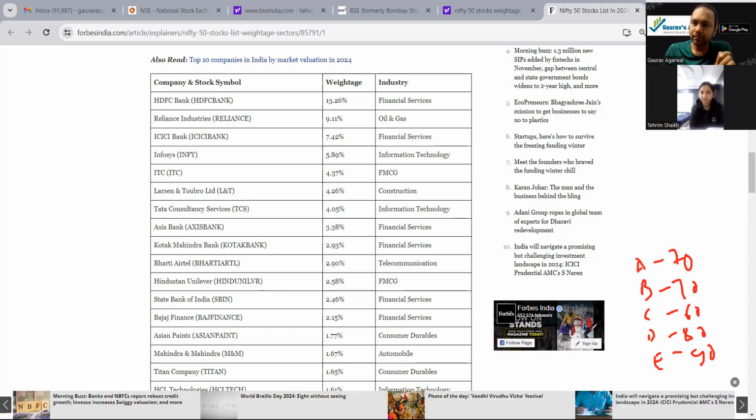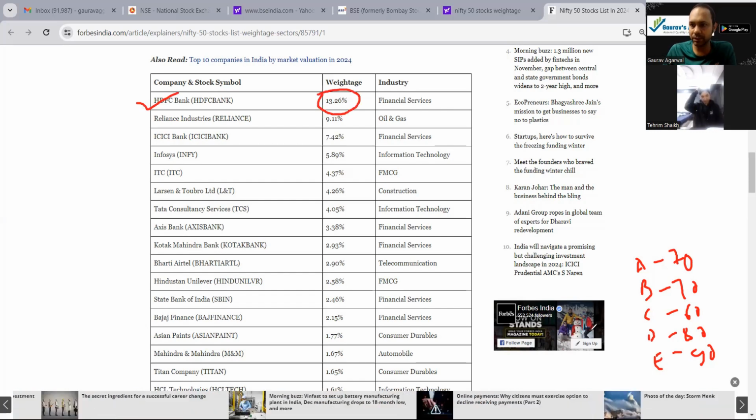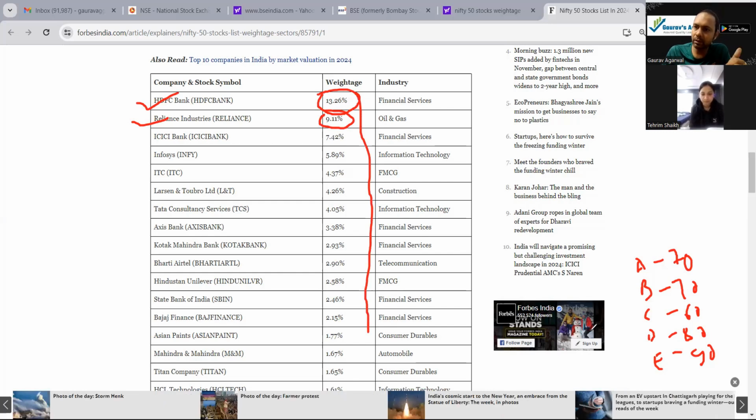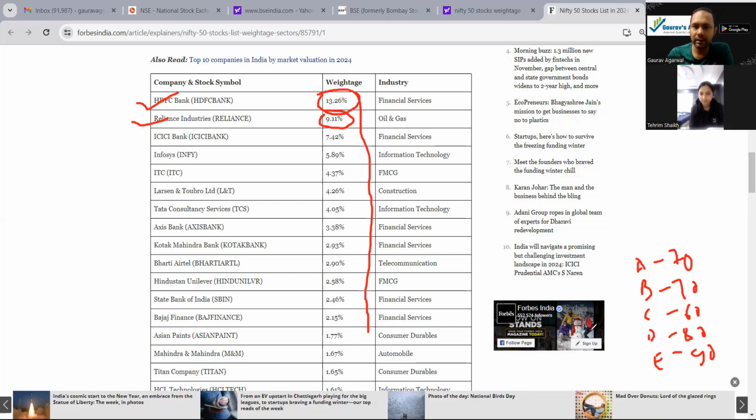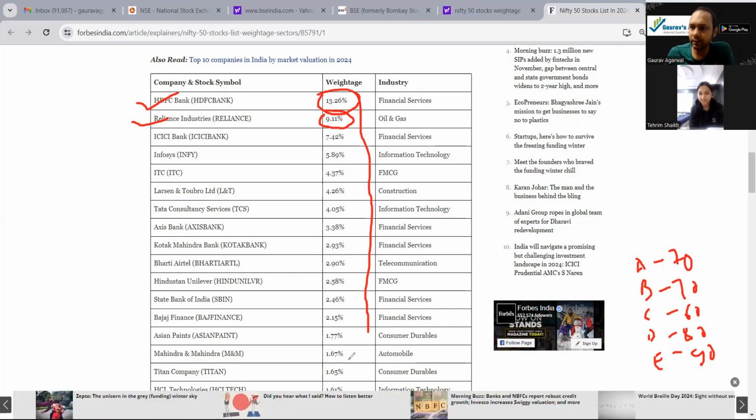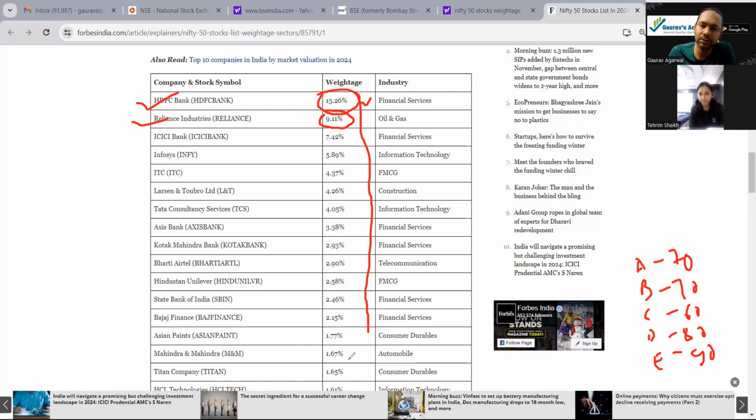There are 50 stocks. Based on their percentage, they are divided, right? Like the first is HDFC Bank, which has a weightage of 13.26 percent. Reliance has a weightage of 9.11 percent. So these weightages are fixed, right? All these 50 stocks will constitute 100%. If you add all these weightages, it will come to 100%, right? Every stock has a different weightage in Nifty 50. The highest weightage is of HDFC Bank, which is 13.26 percent. Then we have Reliance Industries 9.11 percent, ICICI Bank 7.42 percent, right?